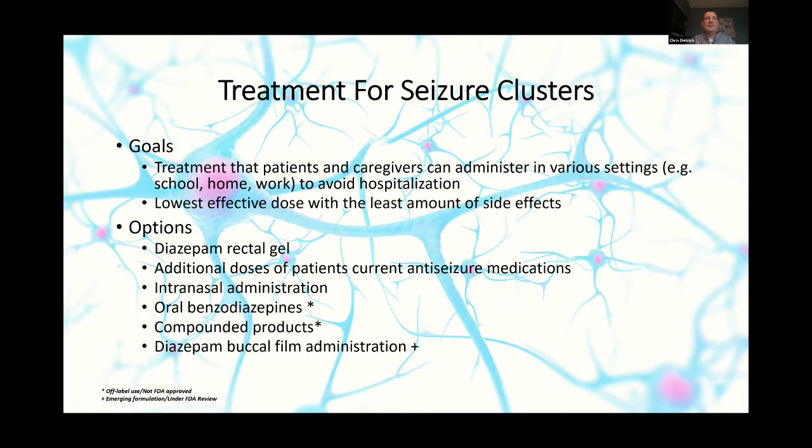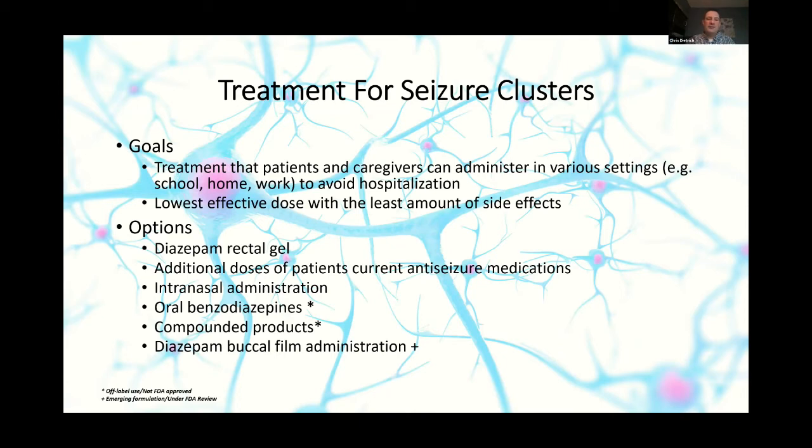Diazepam rectal gel, a lot of people are already familiar with that. They may already have that as an option for them. You could always do second and third doses of medications that you're already taking. So your maintenance medications, some people can take additional doses of that. There's intranasal medications, which we'll talk about here shortly.